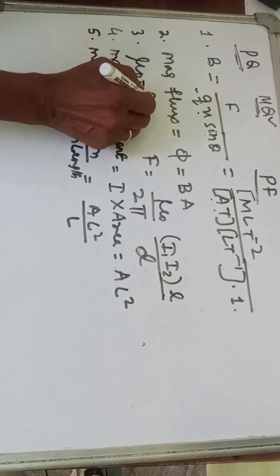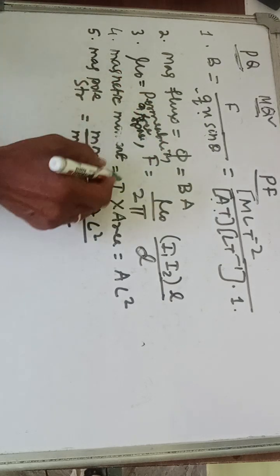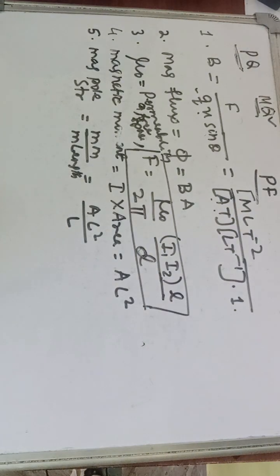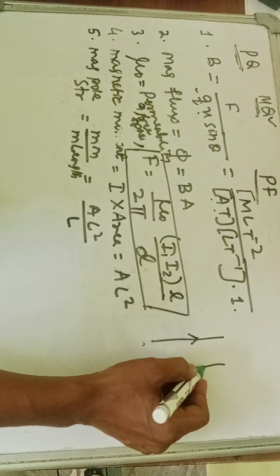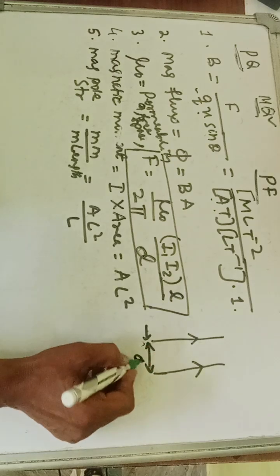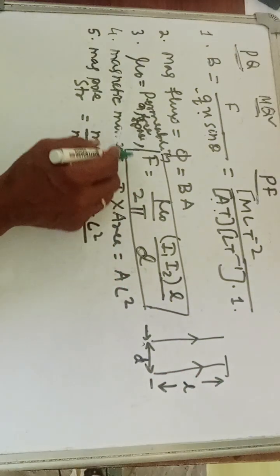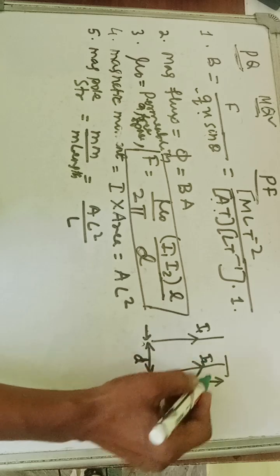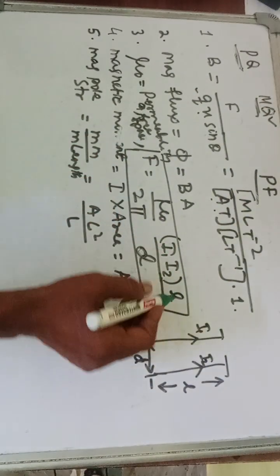Permeability of free space is taken from this formula: force between two parallel current carrying conductors. In that case, the distance between them is d, and the length of the conductors is taken L. Suppose current here I1, here current I2, length L, and separation is d. Then force between them is mu 0 by 2 pi, I1 I2 L by d.